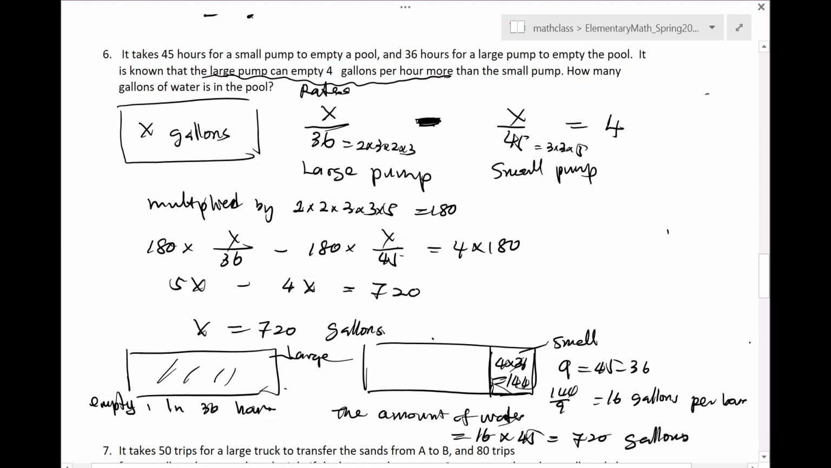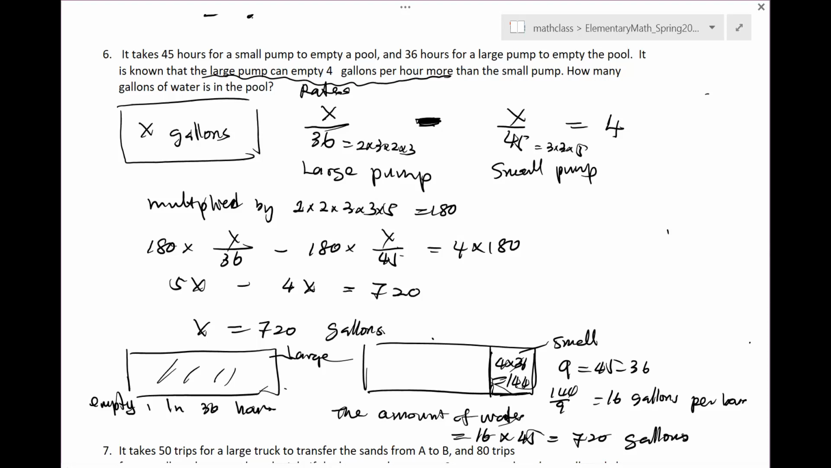Okay, let me repeat again. You have 2 identical pools, left and right. On the left-hand side, use a larger pump. On the right side, use a small pump. You let them start to pump the water out. Then at the moment when the pool on the left side is empty, that was 36 hours, how much water is left in the pool on the right-hand side?